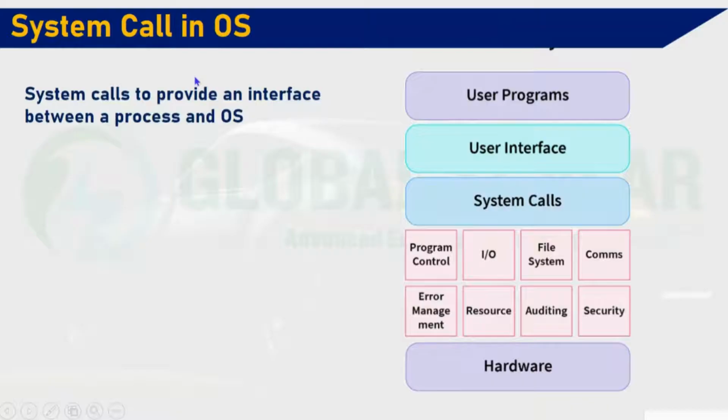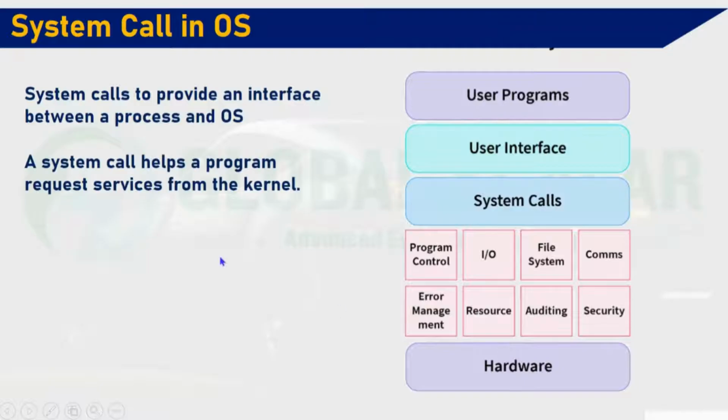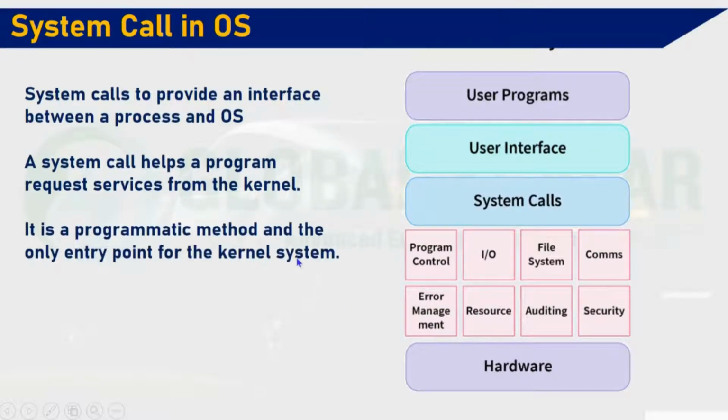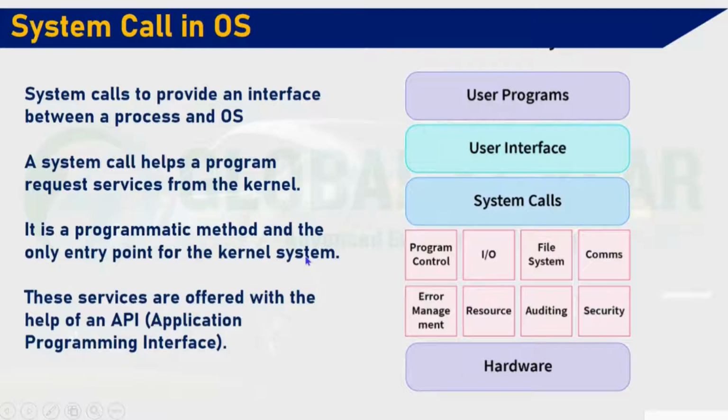System calls generally provide an interface between the process and the OS. A system call helps a program request a service from the kernel. It is a programmatic method and the only entry point for the kernel system. The kernel is an internal part of the OS. So these services are offered with the help of APIs.